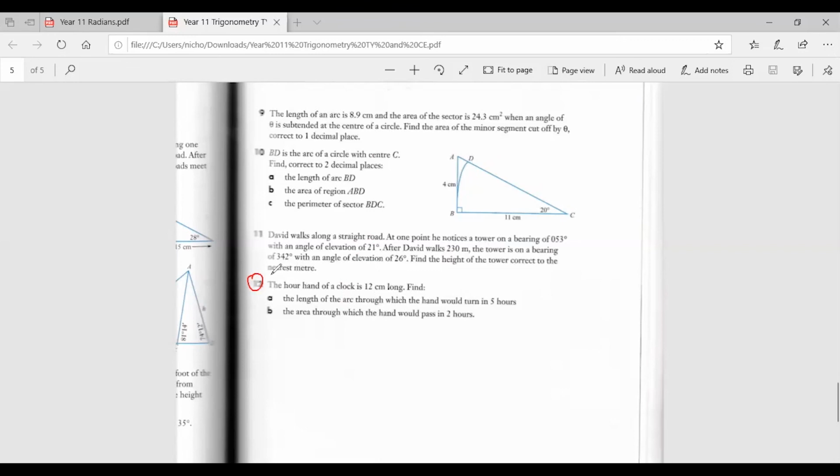I got 24 pi square centimeters for B. Yeah, that's correct. Cool. Does that make sense? Yep. All right. So we might leave it there for today.